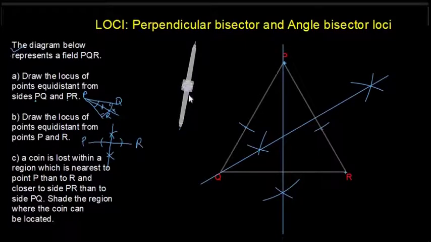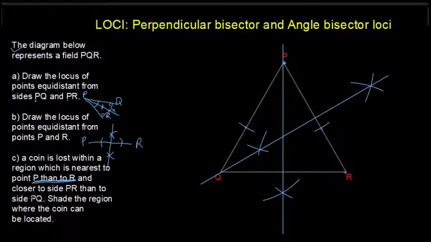From there, next we are looking at question 3, rather part C of the question. So a coin is lost within a region which is nearest to point P than to R. So when you're talking about nearest to P than to R, P and R gives us a line segment, line PR. So here we are focusing on the perpendicular bisector because we're talking about PR here. The information gave us the perpendicular bisector of PR. So when you talk about nearest to P than to R, the side of this locus which is nearer to P than R is this other side, the upper part, which is towards point P. So that is nearest to P than R.